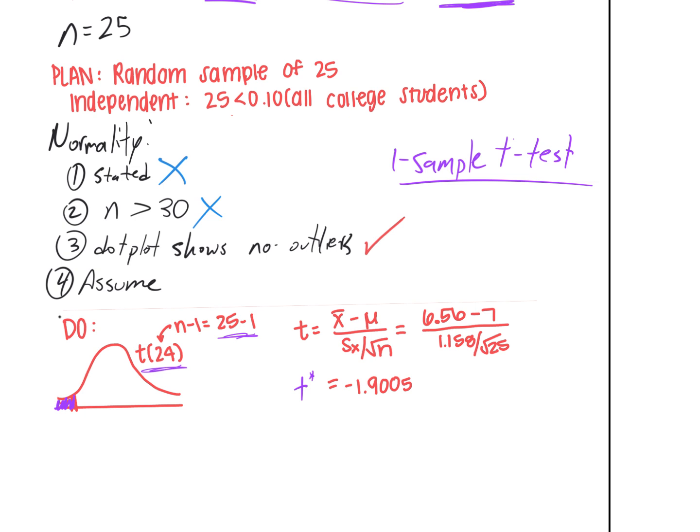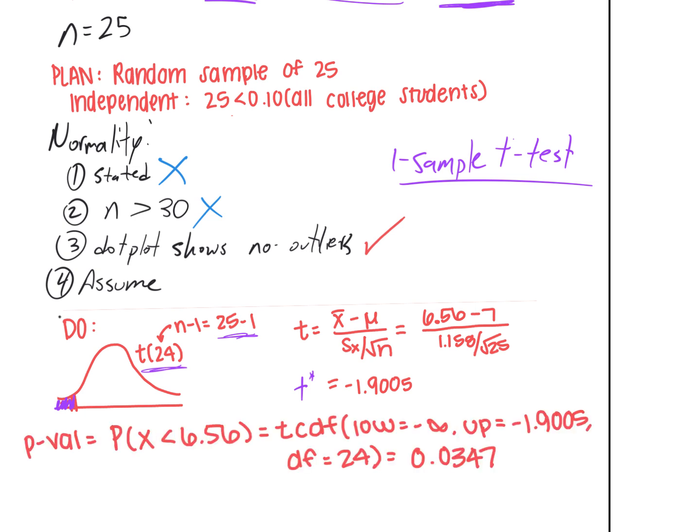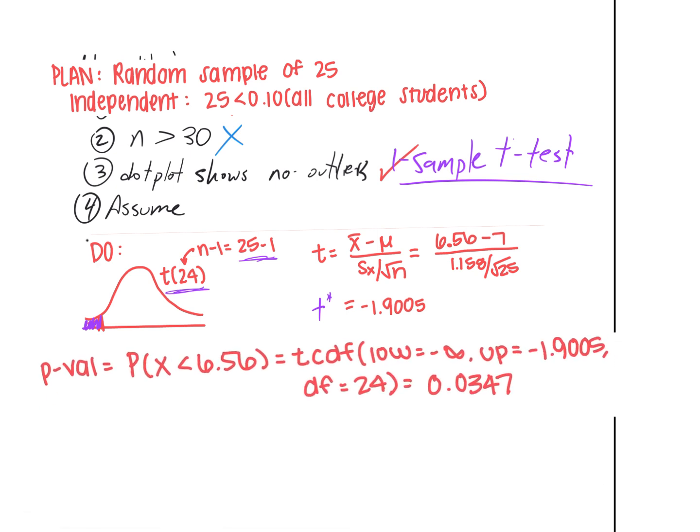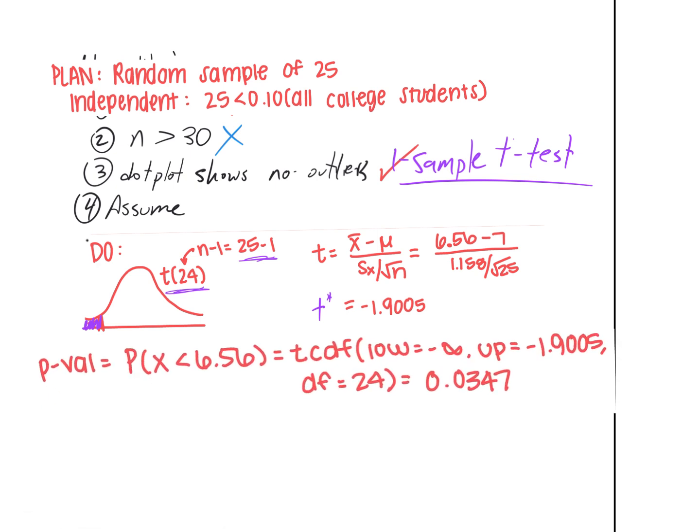Let's look up the value on our distribution and see what our p-value, our probability, is. Here you can see I've calculated our p-value, finding when my x could be less than 6.56. When I plug this in, we find a p-value of 0.0347. What jumps out to me is that number is low. It is less than 0.05. So what conclusion are we going to reach? We are ready to reject based on this information.